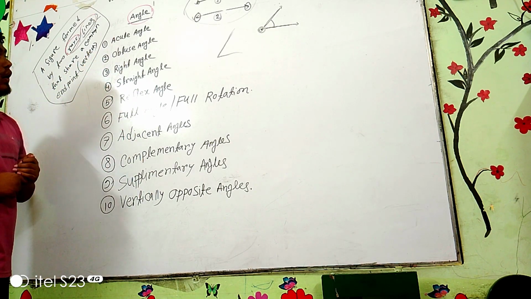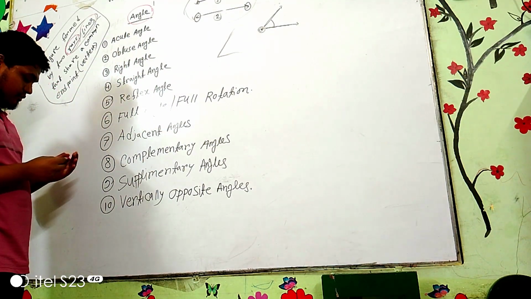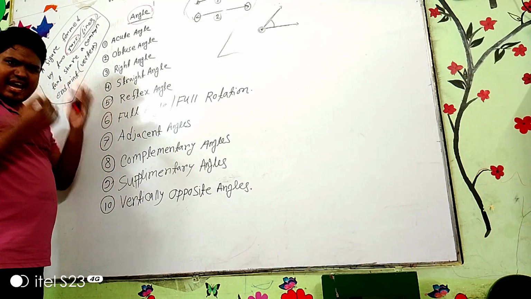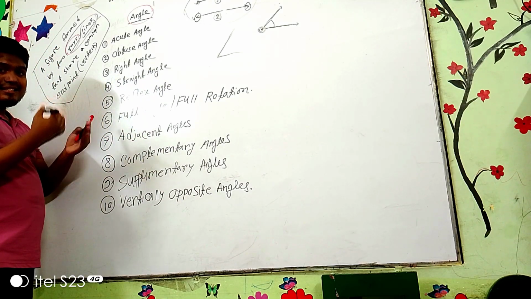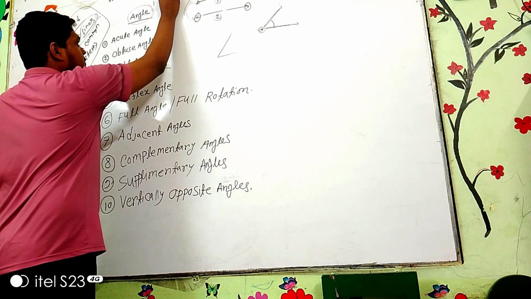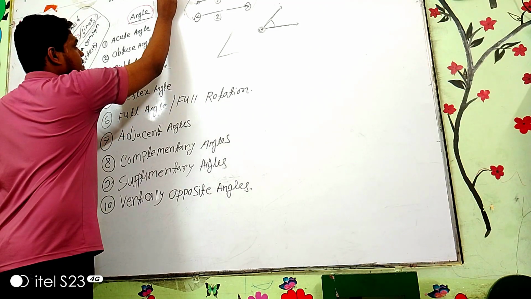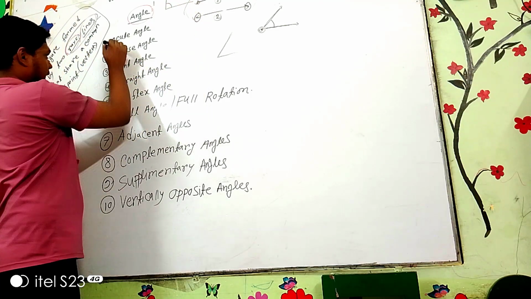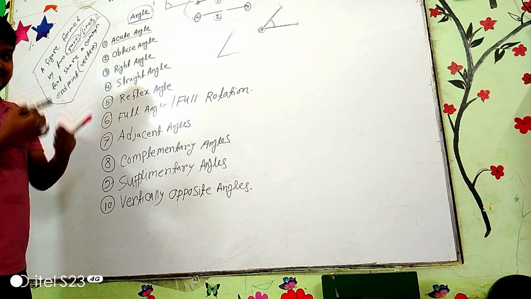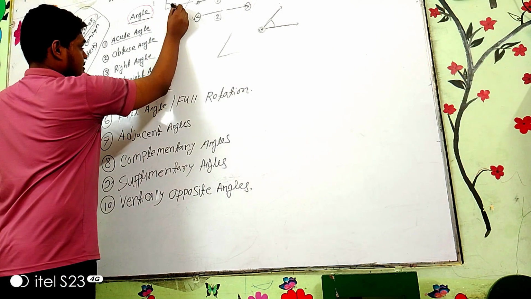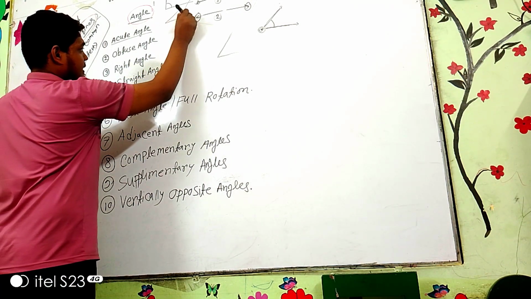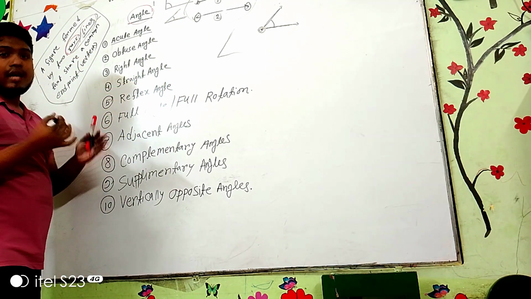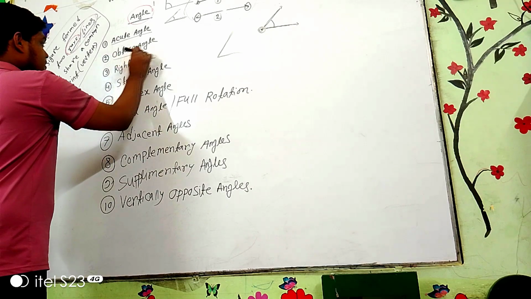First of all, what is acute angle? Acute angle is an angle which is less than 90 degree. This is a 90 degree angle, but acute angle is less than 90 degree. That means the acute angle is like that. It's an acute angle.